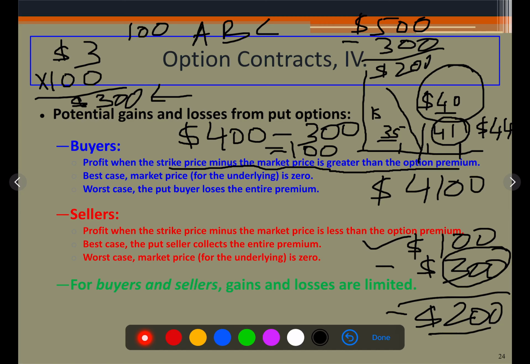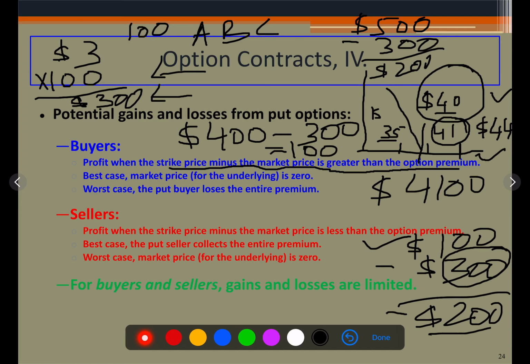But in this situation where the price turned out to be $44 in the stock market for my share, I will get 4,400, even though I paid 300 premium over here, my net profit is $100. So this is what is meant by this line, right?